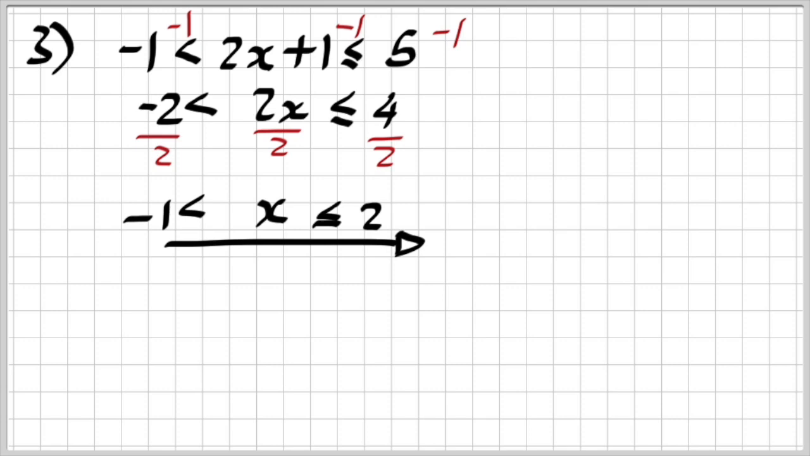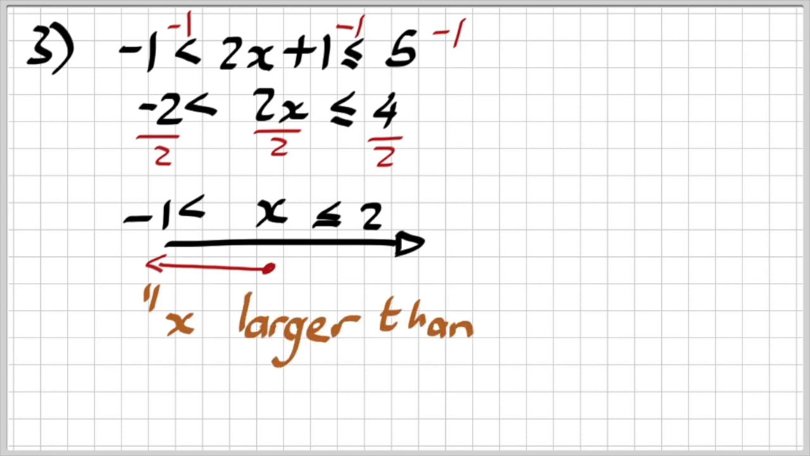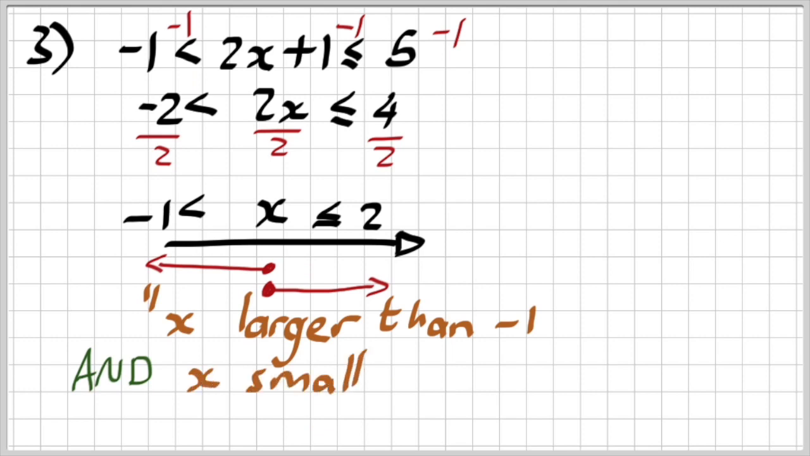But let's talk about what it means. Remember, you always read from the variable. So in other words, from the middle outwards in this case. X must be larger than -1, or x must be greater than -1. If I look on the right-hand side, x must be smaller or equal to 2. And you will see I use the word and because x lies in the middle.